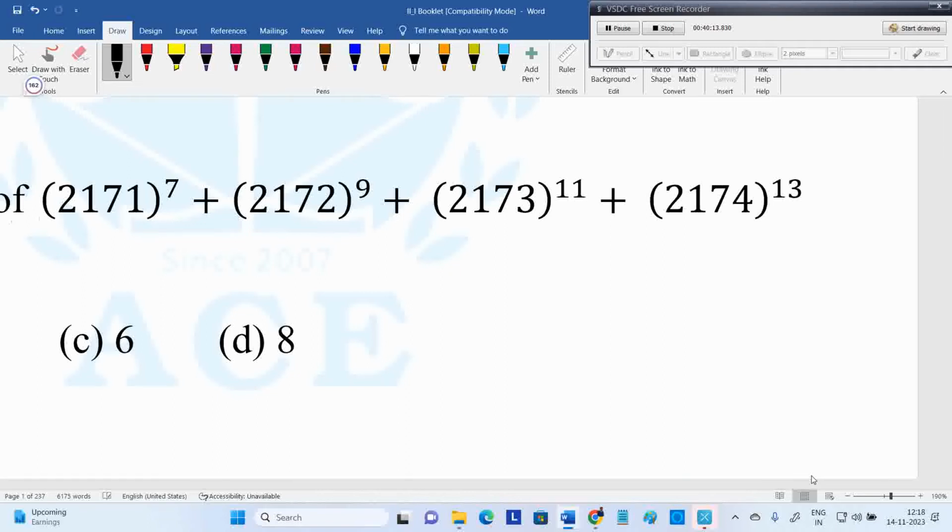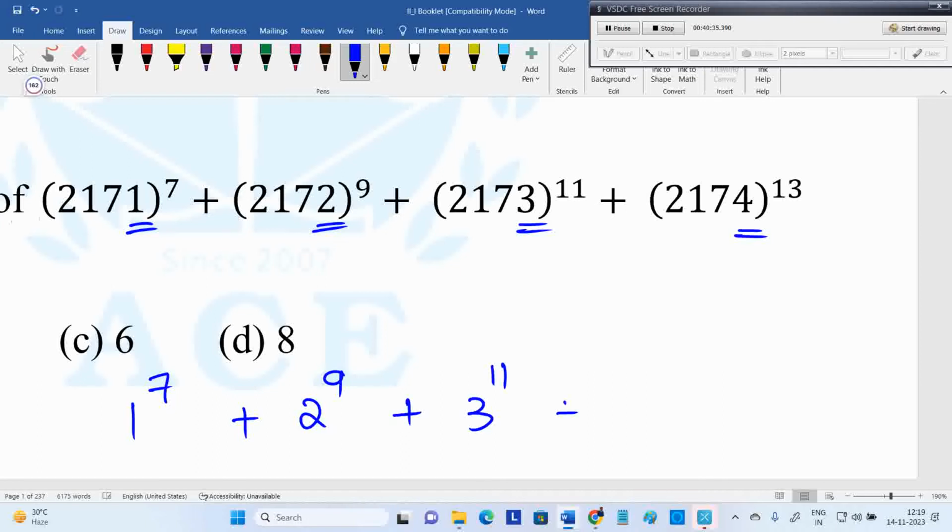2171 power 7, 2172 power 9, 2173 power 11, 2174 power 13. A simple thing you can do, take only units place. It's not only multiplication, they can do addition also like this. Sometimes they'll give a combination of both. 1 power 7, 2 power 9, 3 power 11, 4 power 13, is it?